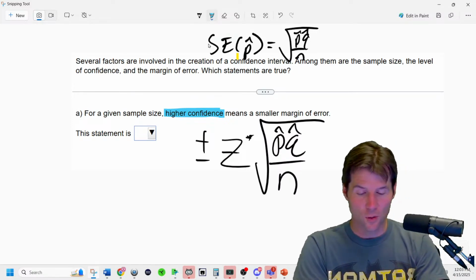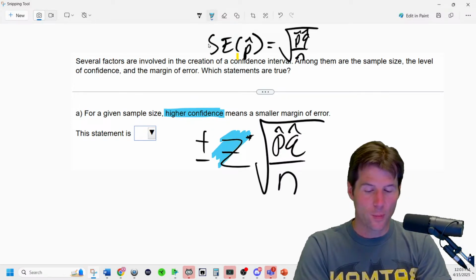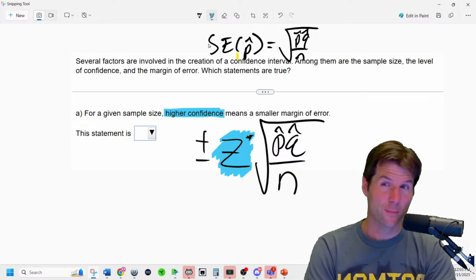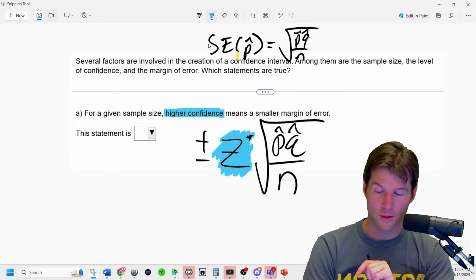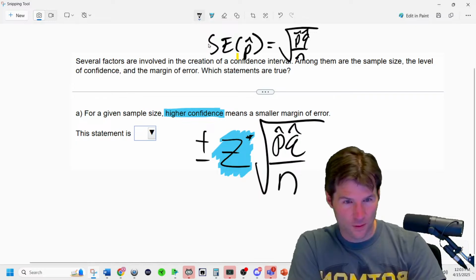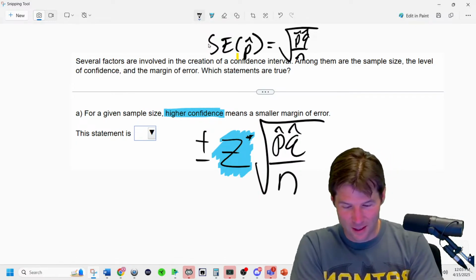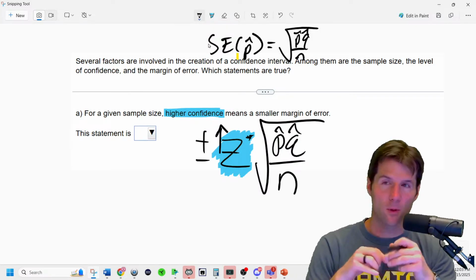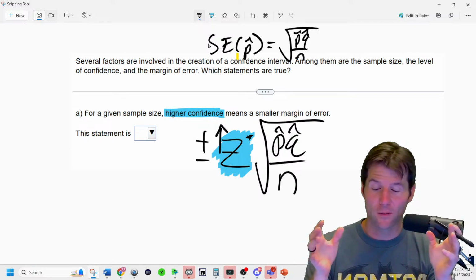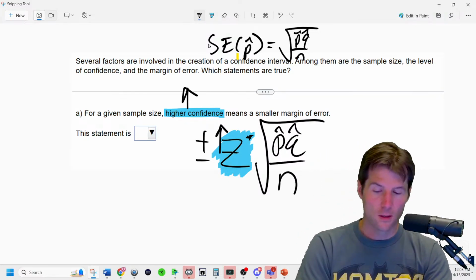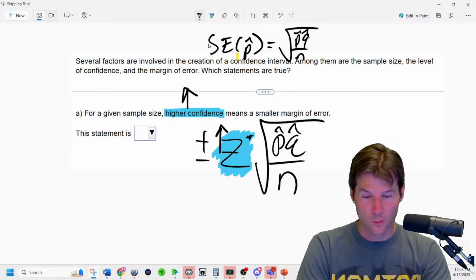Confidence is directly controlled by the Z. That's what controls it. It has a star because it's relative to confidence. Higher confidence, if you increase this value, the Z, oh, that's cool, Tekken 8, good stuff. If you make this bigger, what happens to the margin of error? If you make Z a bigger number, it goes from like 2 to 3 to 4 to 5. What happens to the margin of error? If we increase this, the margin of error will get bigger.